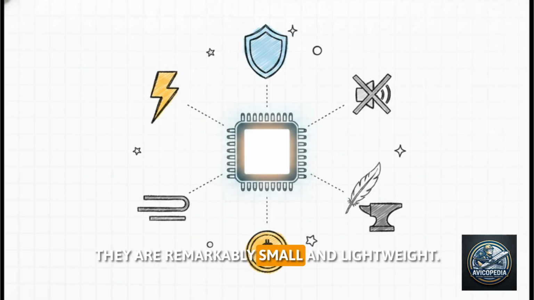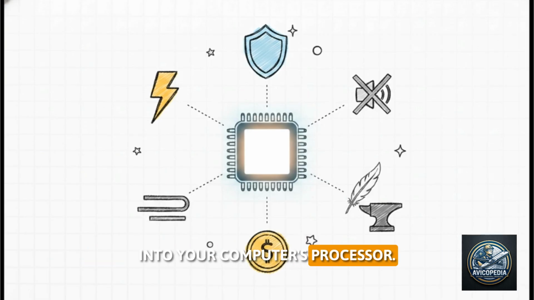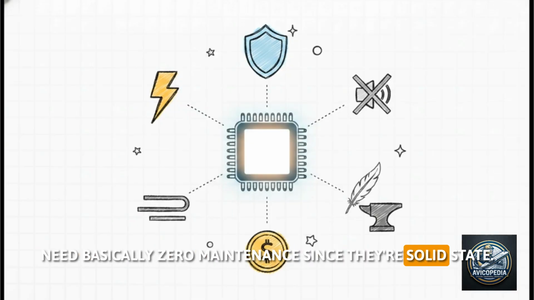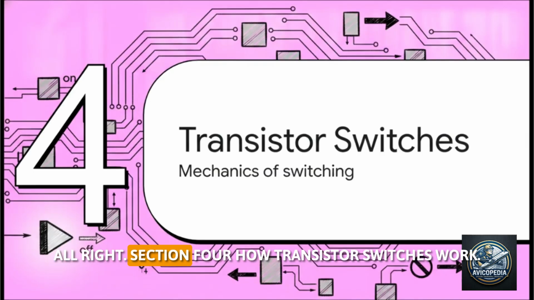They are remarkably small and lightweight, small enough to pack billions of them into your computer's processor. They're cheaper to make, need basically zero maintenance since they're solid state, and of course they have that blistering speed. All right, Section 4, how transistor switches work.